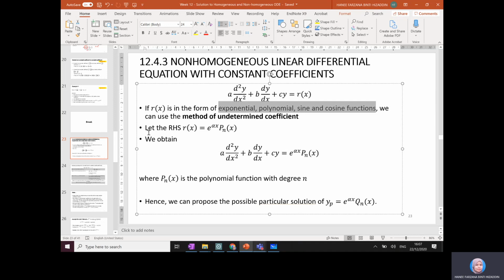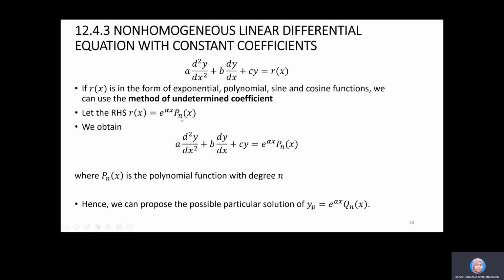Okay, so let the right hand side r of x be equal to e to the alpha x times the polynomial of x to the nth degree. You just substitute this r of x with this function. So you have the right hand side equal to a combination of exponential and polynomial function. So this Pn of x is the polynomial function with degree n, the highest power that the equation is being raised to. Hence we can propose a particular solution yp equal to e alpha x Qn of x.